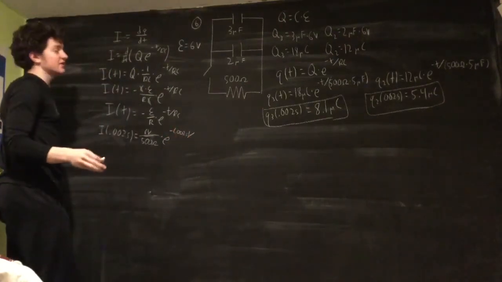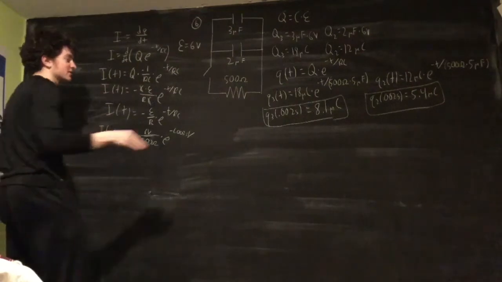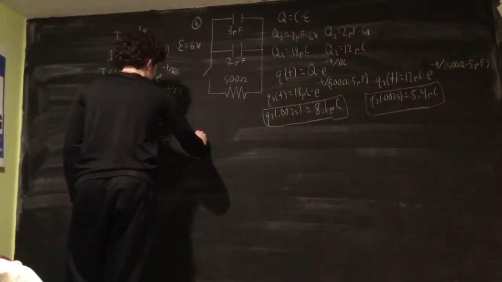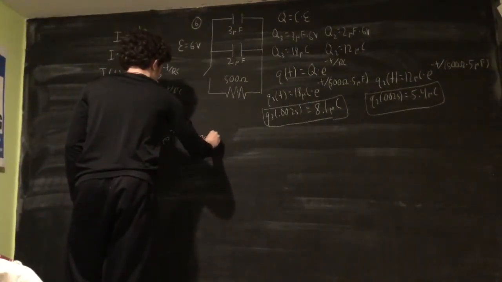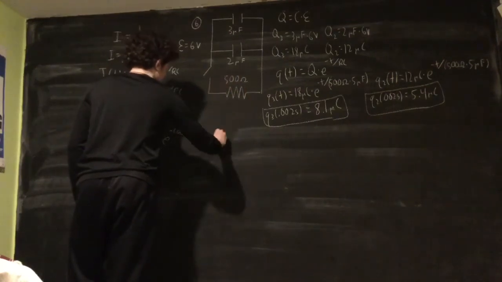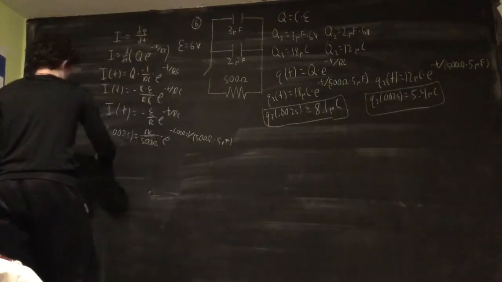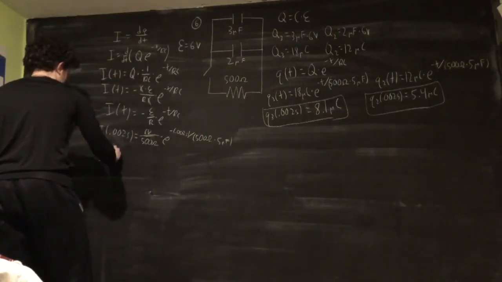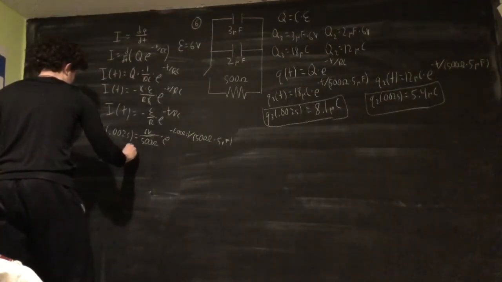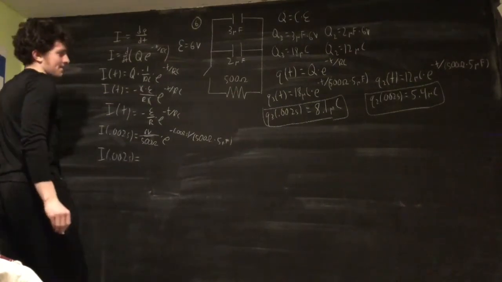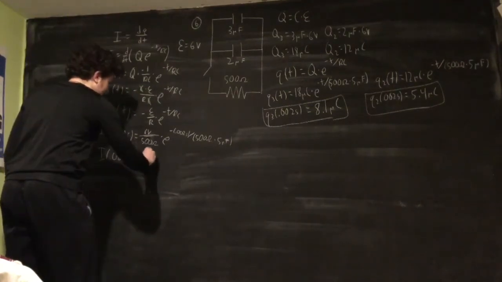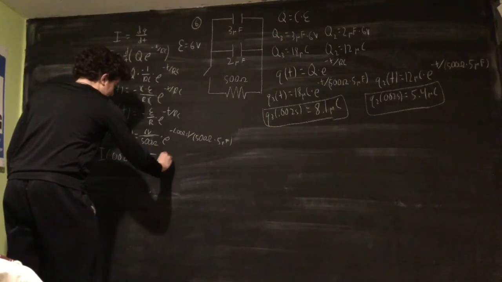And again, RC, it's the resistance times the total capacitance in the circuit. So this will be 500 ohms times 5 microfarads. This yields a value of 5.4 milliamps.